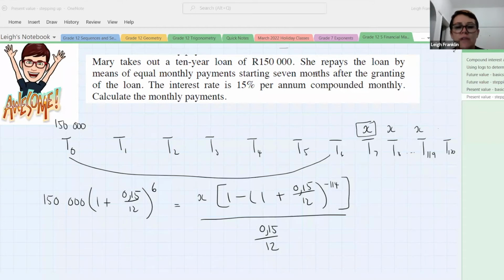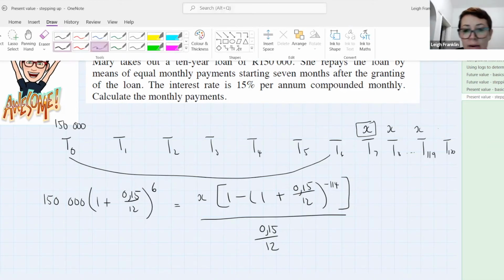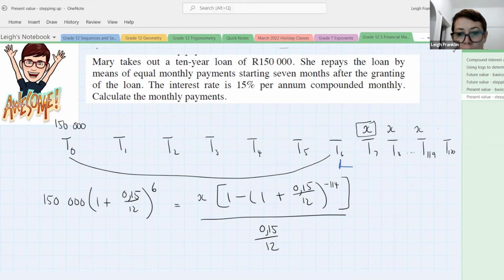Okay, you used 7 instead of 6, but remember there has to be that gap. So there has to be a gap between where the loan stops growing and her payments start. So here is your gap of 1 month.